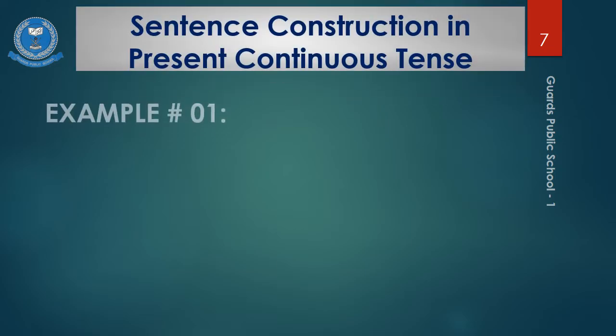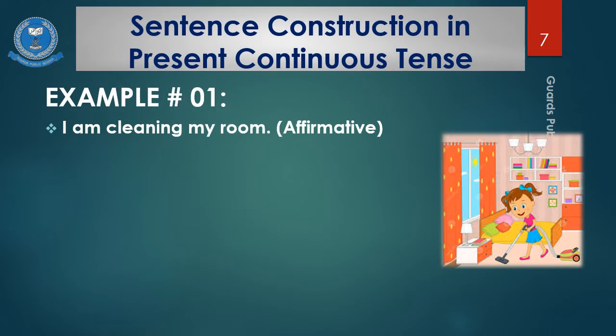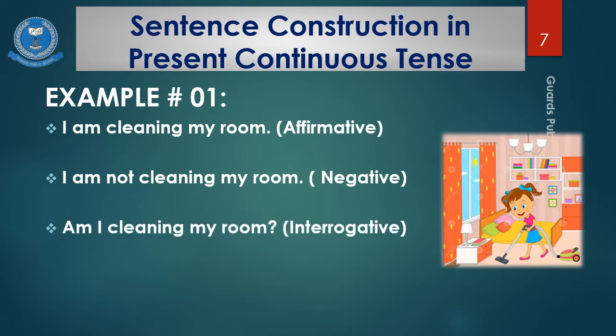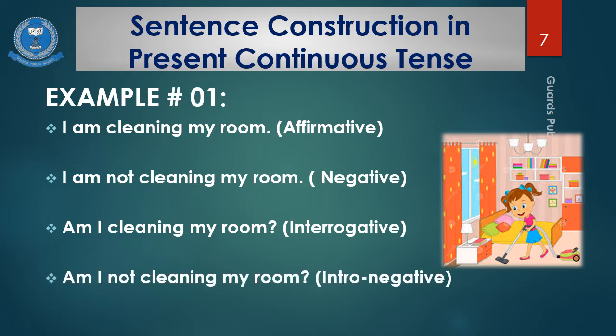This is example number 1. I am cleaning my room. Affirmative. I am not cleaning my room. Negative. Am I cleaning my room? Question mark. Interrogative. Am I not cleaning my room? Question mark. Interrogative.